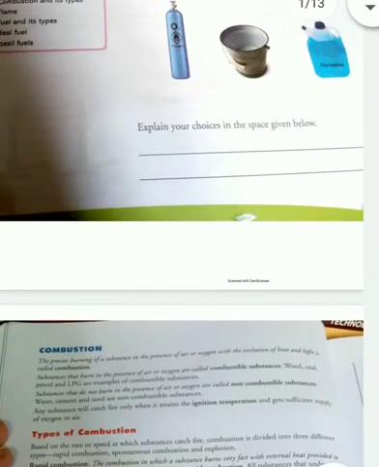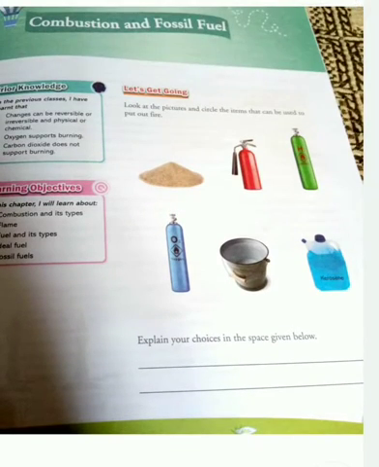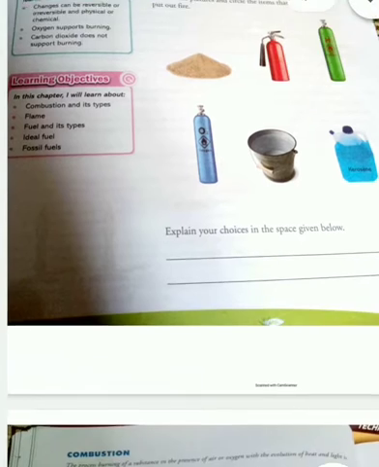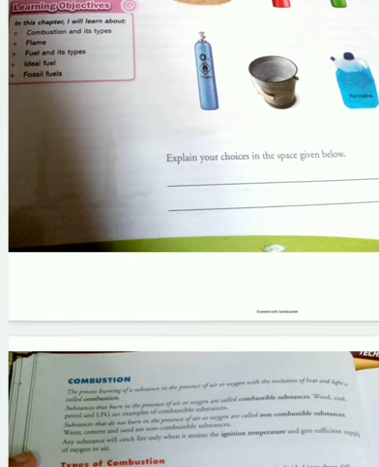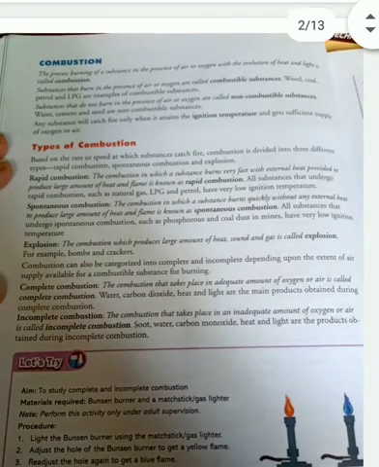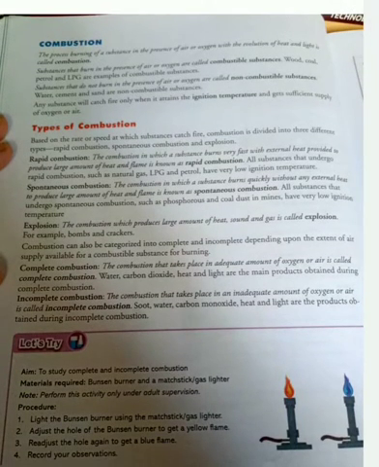Students, we were doing lesson number 5. Today we have started combustion and fossil fuel. In this chapter, I have explained what combustion is and how many types of combustion we have. I have explained rapid combustion, spontaneous combustion and explosion, and different examples of them, and we have done complete combustion and incomplete combustion.